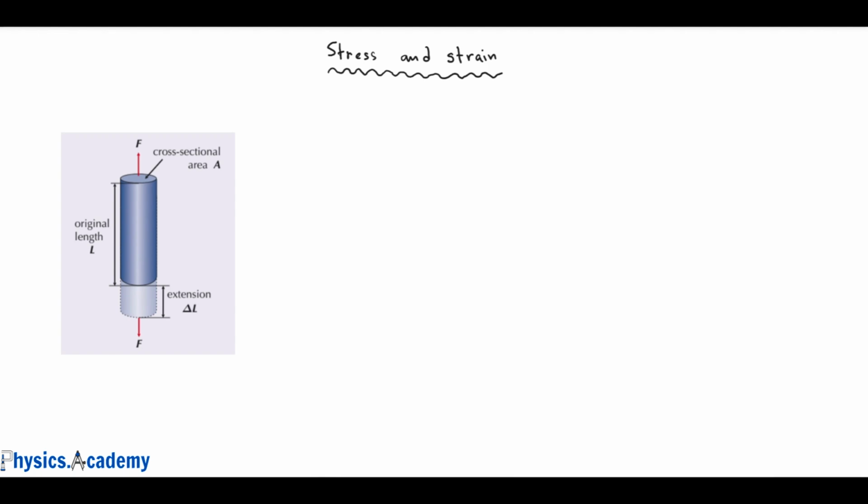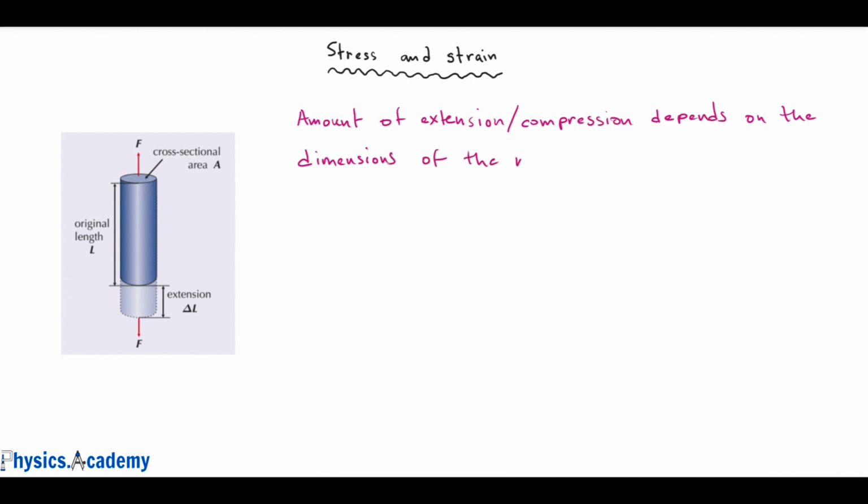How much a material stretches for a particular amount of applied force depends on the dimensions of the material. So, for example, if you use a thin wire compared to a wider wire, how much it would stretch depends on the width of the wire. And if we want to compare it to another material, so for example, when we want to compare copper wire to aluminium wire, we need to use something called the stress and the strain of that material.